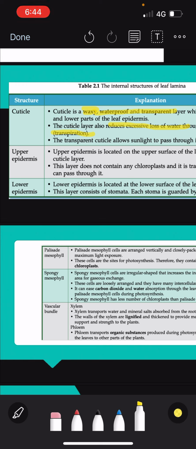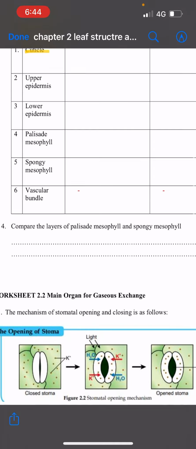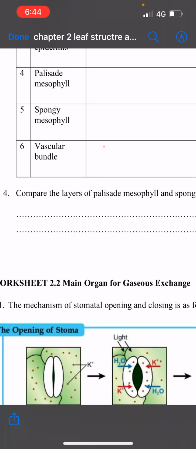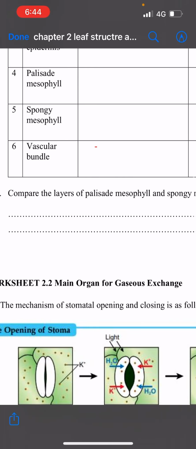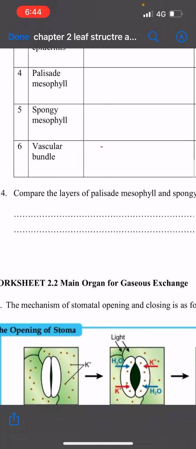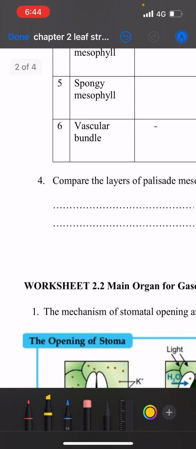I hope you go through all these 6 internal structures on your own. Later apply it in the module here, and we will discuss more. Another question, question number 4: compare layers of palisade mesophyll and spongy mesophyll. This technique you have learned before, right? You must put comparison. You must use the word whereas in between. There are 2 marks, meaning you have to give 2 points. When we say compare, don't forget the technique: you can give 1 similarity and also 1 difference.